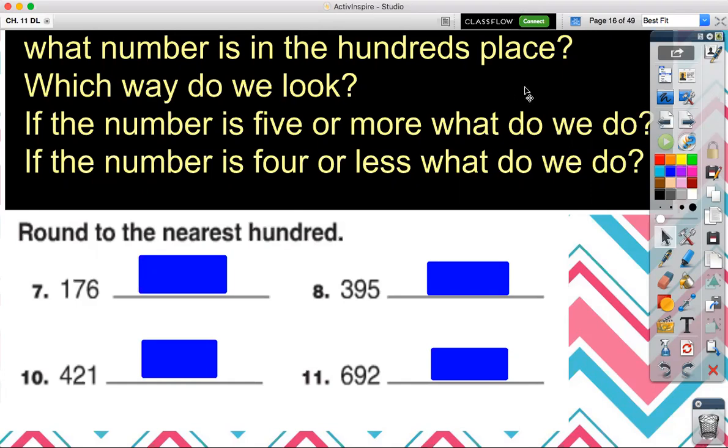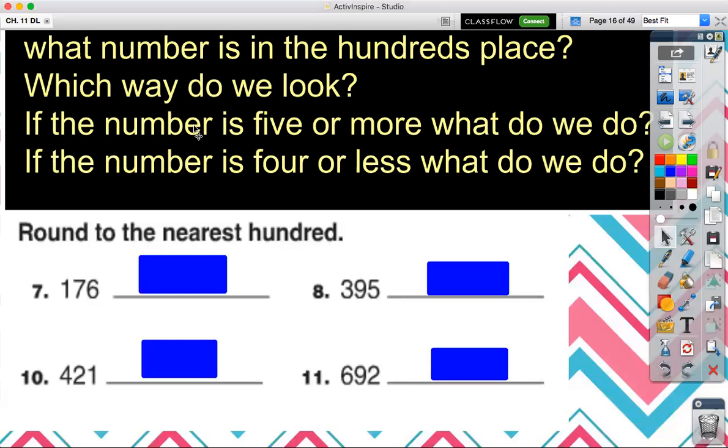All right, so here's our problem of the day. We're going to round to the nearest 100. The questions that we ask ourselves when we're rounding is, what number is in the hundreds place? For 176, which number is in the hundreds place? The 1. Our next question is, which way do we look to see if we're going to round that 1 up or leave it the same? We look to the right, to the 7.